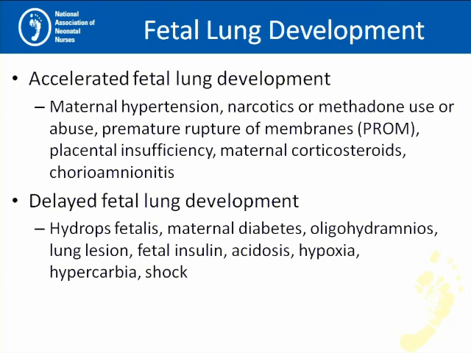Lecithin to sphingomyelin, which is the L/S ratio, is used to evaluate fetal lung maturity. A ratio greater than 2 to 1 indicates that fetal lung surfactant is in amniotic fluid. The surfactant usually appears at around 35 weeks gestation.